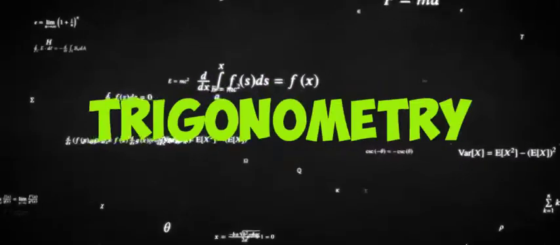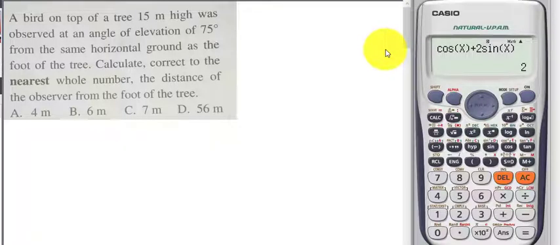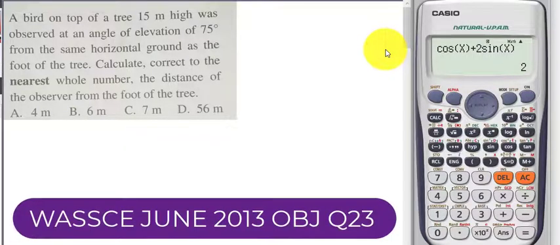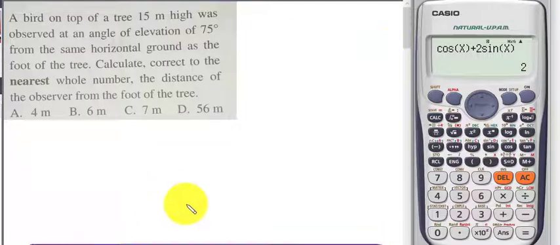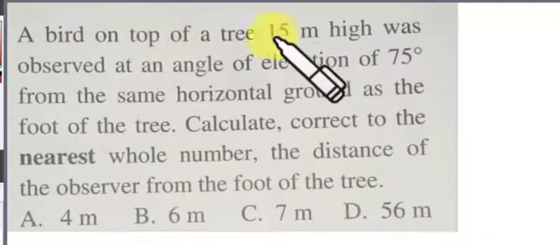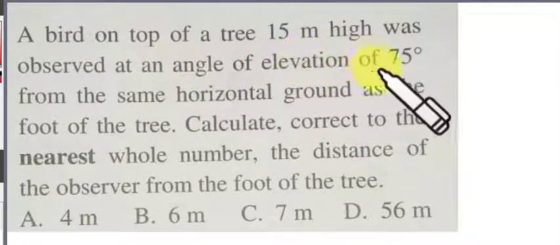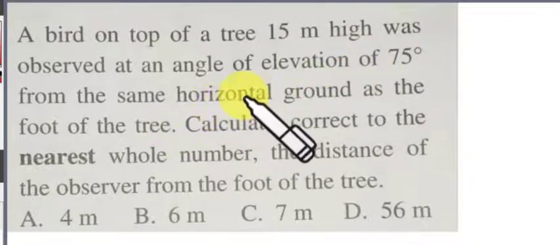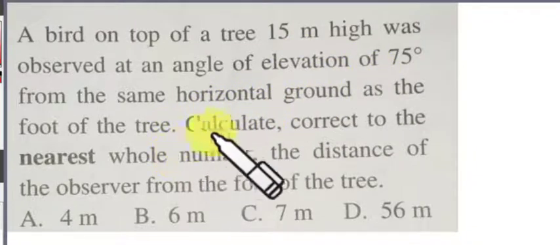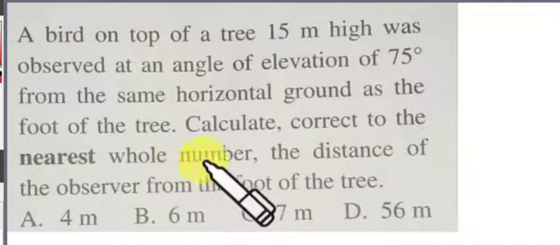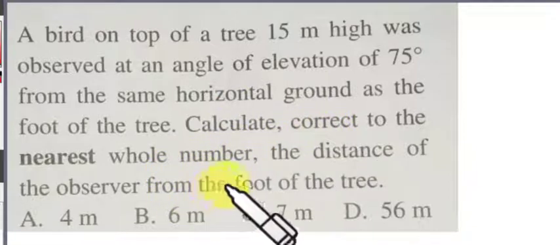Today we learn how to use the scientific calculator to solve trigonometry questions, and we pick a very typical example from WASSCE June 2013 objective question 23. It reads: a bird on top of a tree 15 meters high was observed at an angle of elevation of 75 degrees from the same horizontal ground as the foot of the tree. Calculate, correct to the nearest whole number, the distance of the observer from the foot of the tree.